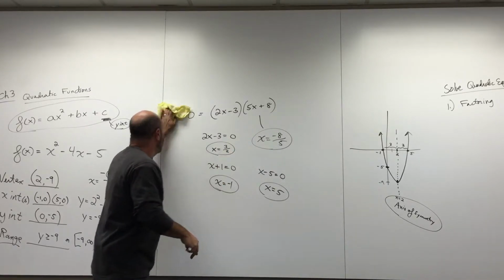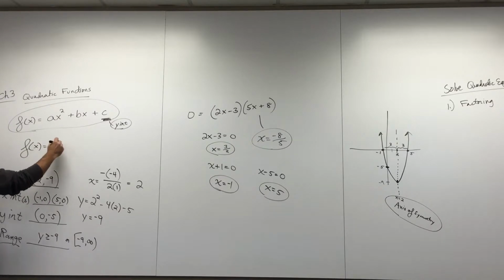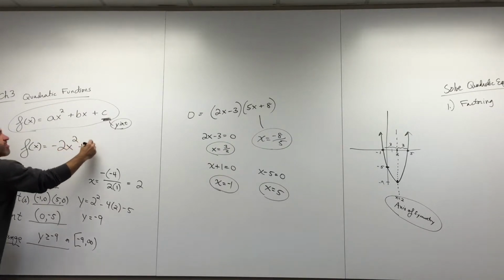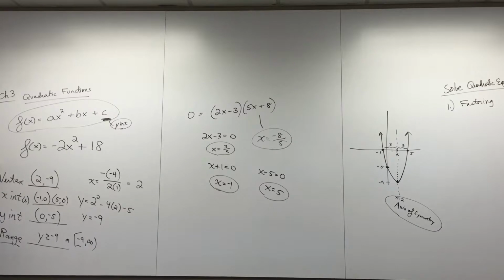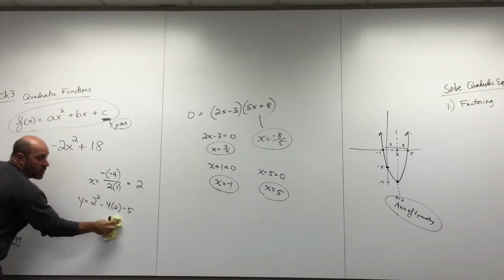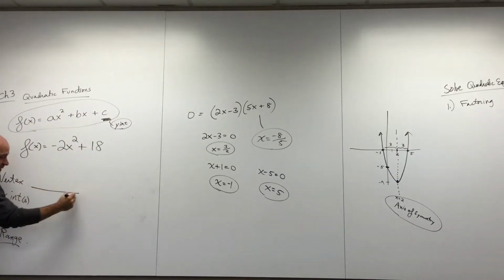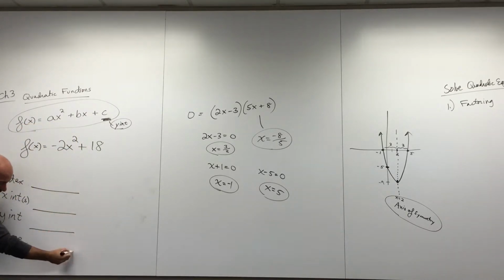I'm going to do another example. Here's another example. I want the same things. I want the vertex, the x, I want the same. This is what I want. This is how my test questions, my quiz questions kind of look. I like all this information. And I want a graph.